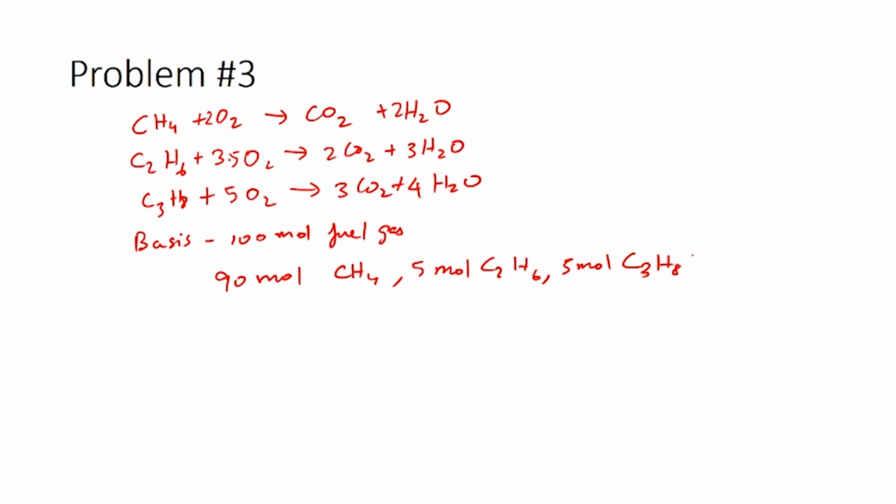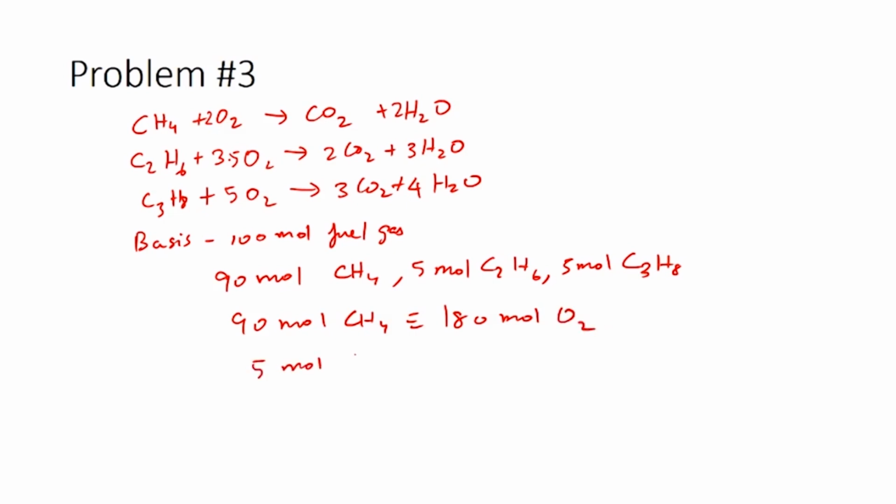We have been told that 25% excess air is supplied. So, for that we need to know how much air is actually required, so that we can calculate how much air was actually supplied. So, we know that 90 moles of methane would require 180 moles of oxygen for complete combustion.